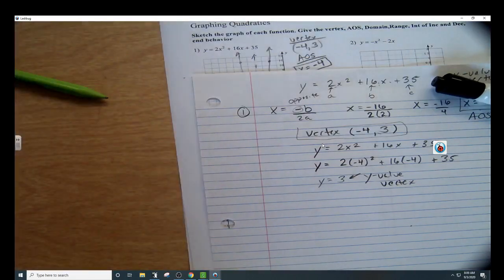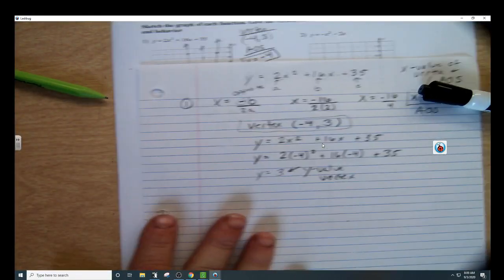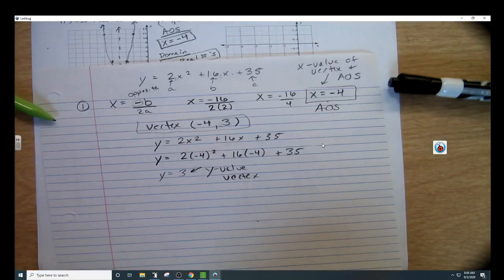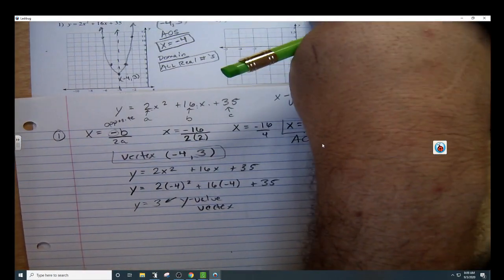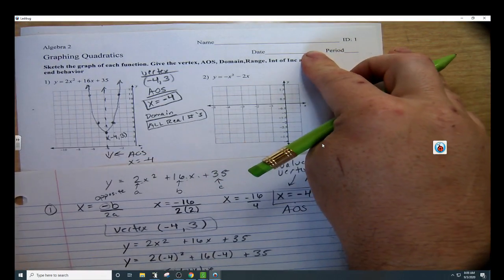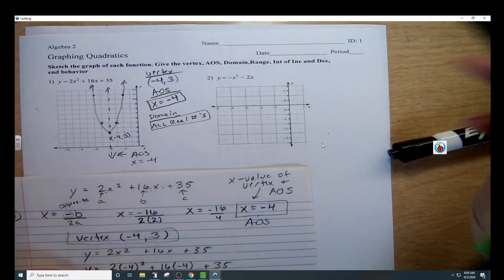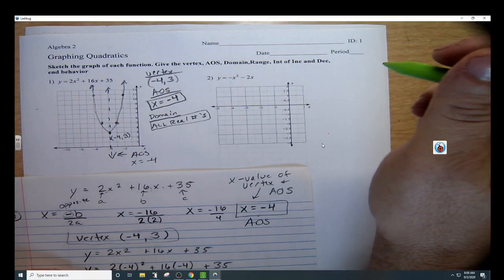All right, guys. So let's go back to graphing quadratics. This is actually part two, the second video of two. We're going to pick back up on this problem. If you watched the first video, you'll understand where we're at.